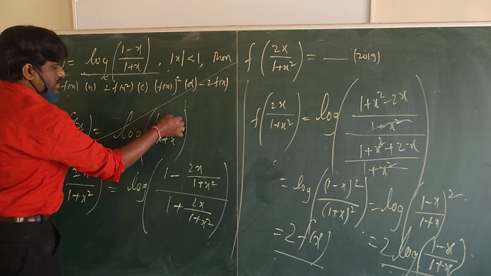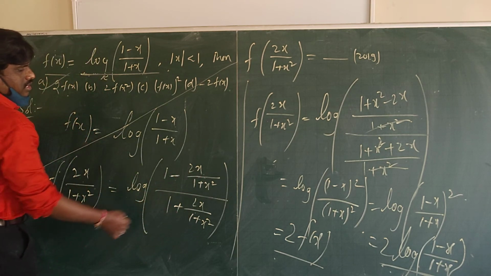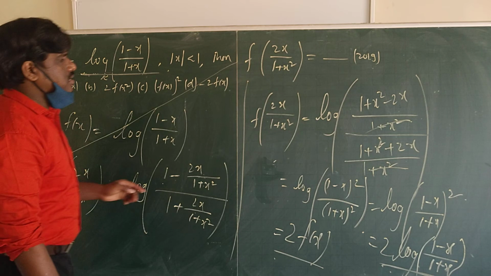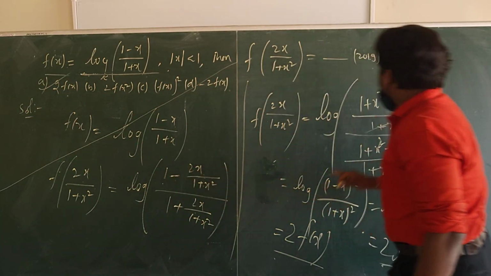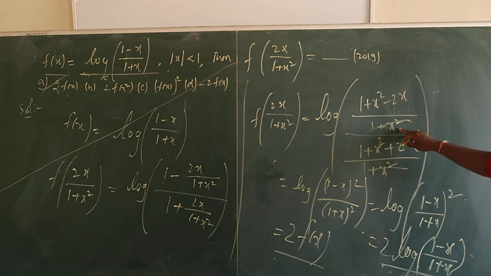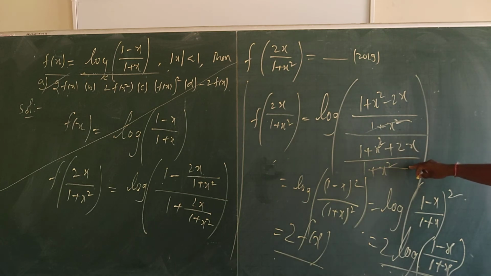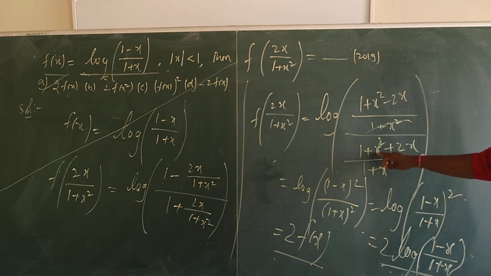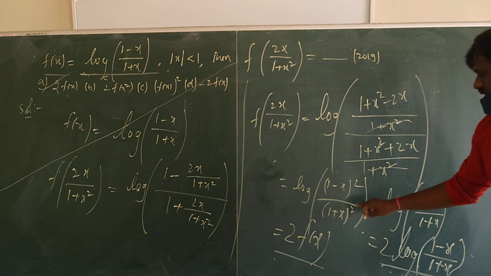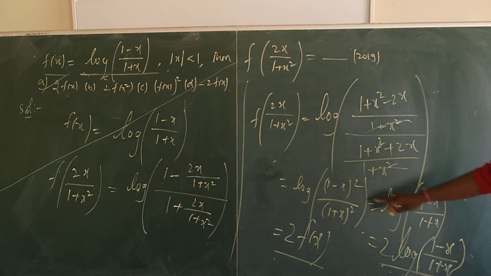In the place of x, we are going to substitute 2x upon 1 plus x square in the function. Log 1 minus, in the place of x, it will be replaced. Then you take the LCM of this. Log, 1 plus x square is the LCM. We get 1 plus x square minus 2x upon 1 plus x square. Here also the LCM, 1 plus x square plus 2x upon 1 plus x square. These both will be cancelled out. This is the a minus b whole square formula, 1 minus x whole square. This is the a plus b whole square formula, 1 plus x whole square. And this can be written as log of (1 minus x upon 1 plus x) whole square.